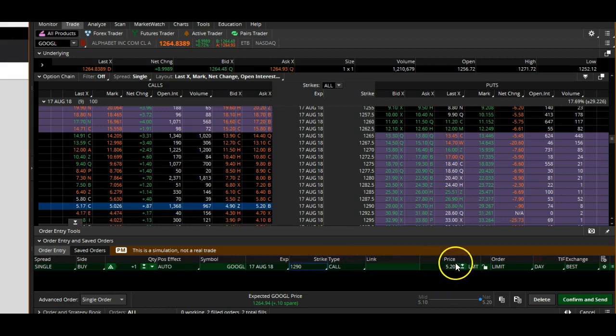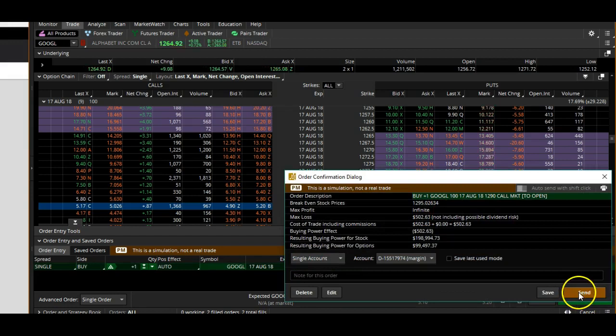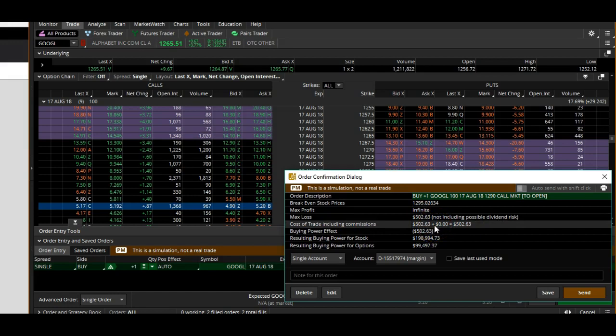Now bear in mind, this is for one share, and an option is 100 shares, so that's $520. We're going to click that. We're going to buy that at the going rate. That's called the market rate. Click confirm, and this is just a summary of what you're about to do. $502 you're about to spend. Usually here it'll say the cost of the trade including commission. Depending on whatever the commission is, it's usually about $5, $6, $7, something like that.